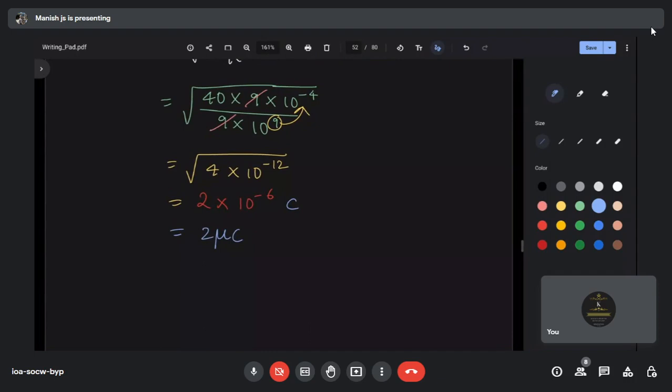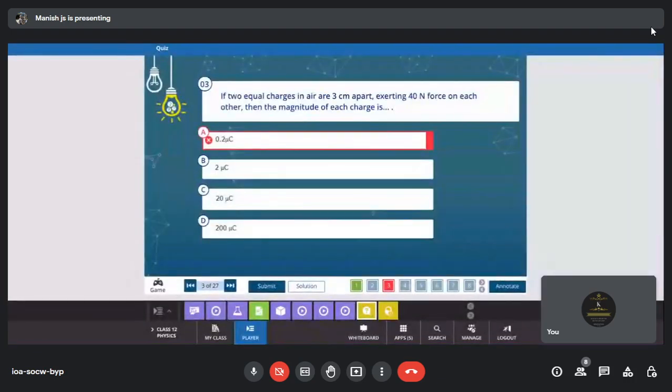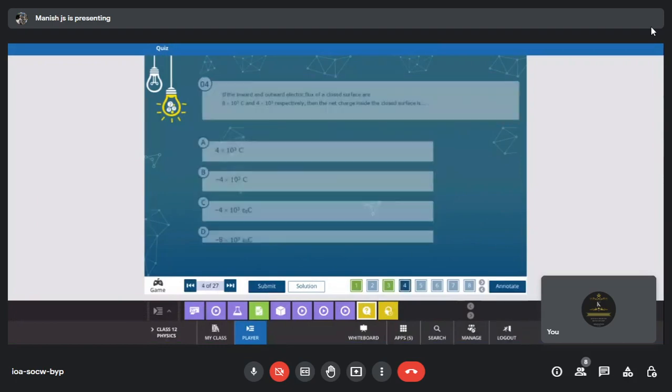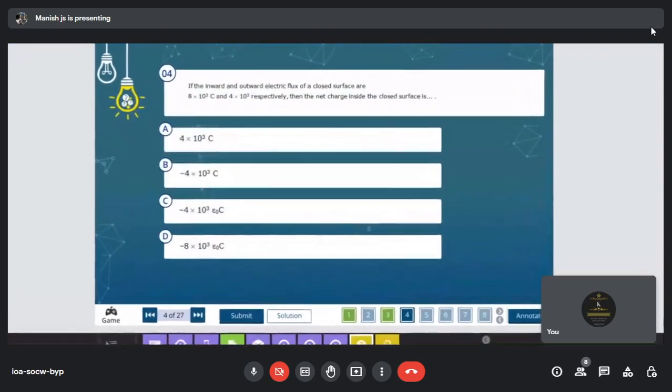Let me check. What you said was basically 0.2 microcoulomb. So the answer is 2 microcoulomb. Option B is correct. Is it clear? Yes, sir, this is the answer. Okay, we'll go to the next one. Yes, this is the next question.